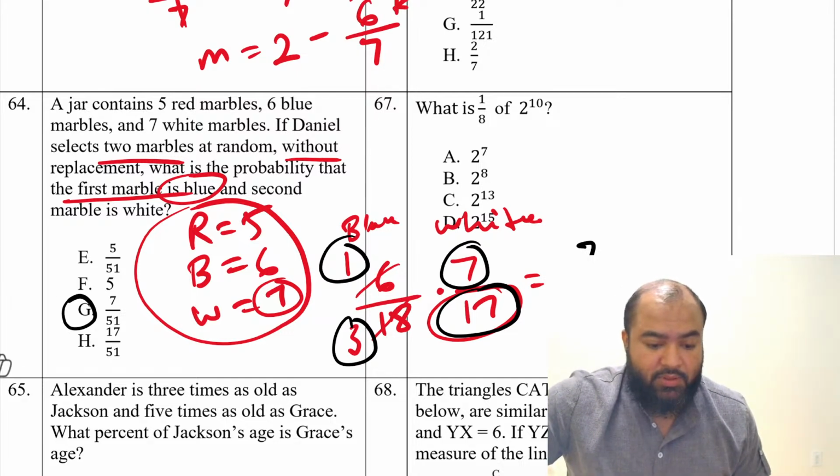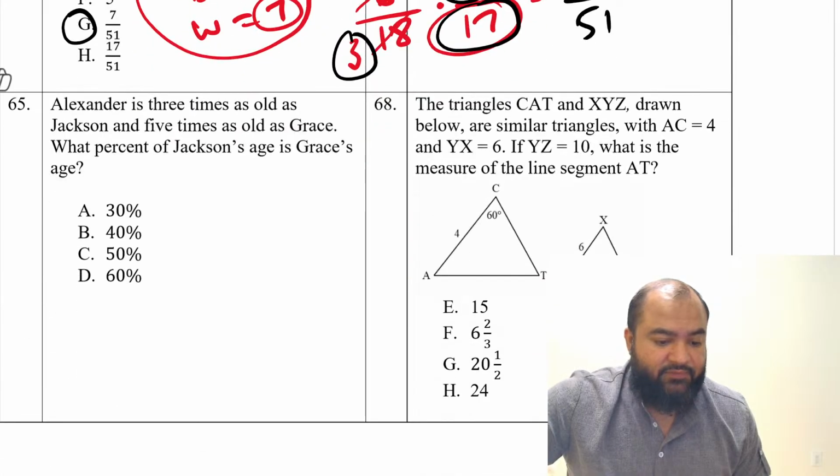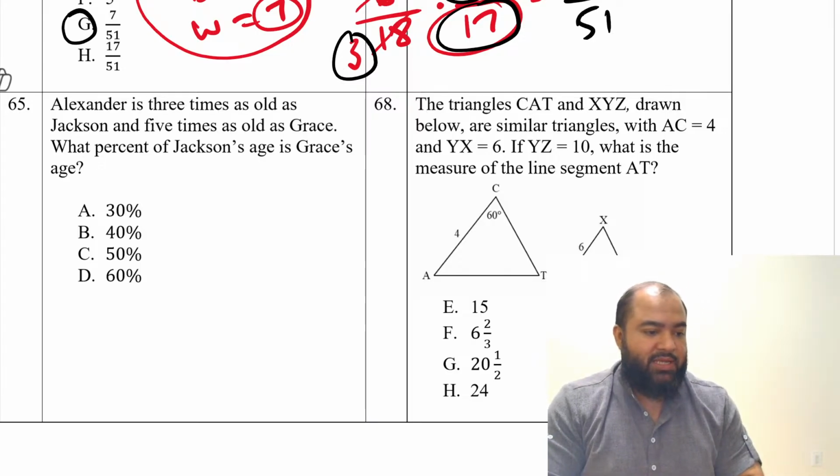So now let's try the 65. Okay, this one is a little tricky, but easy, no worries. Try 65. Tell me the answer, guys.